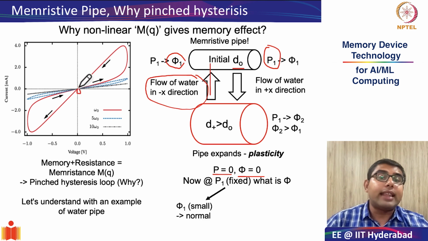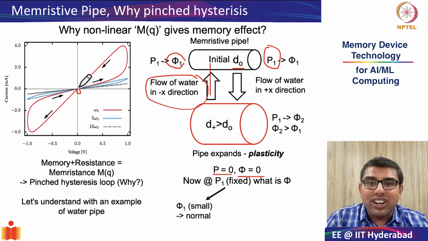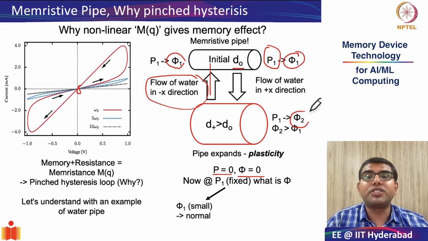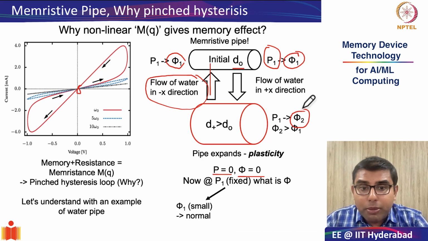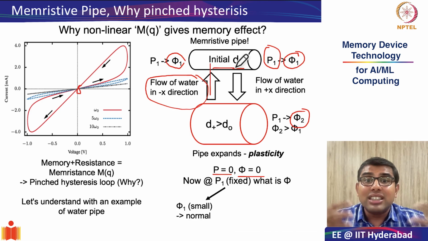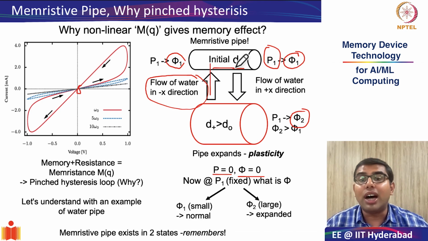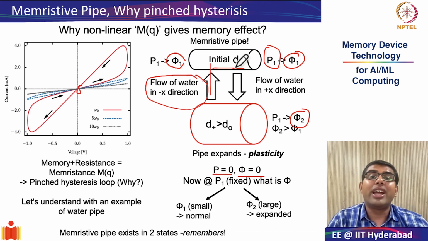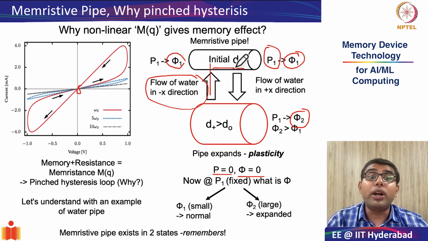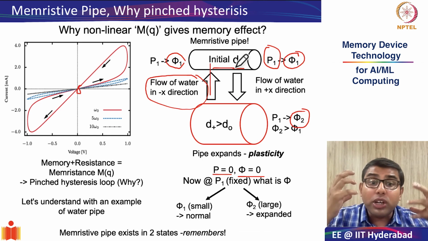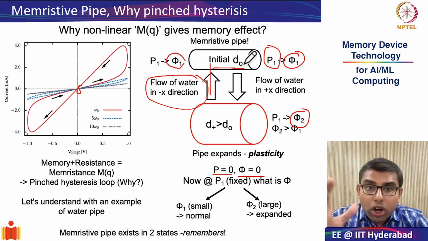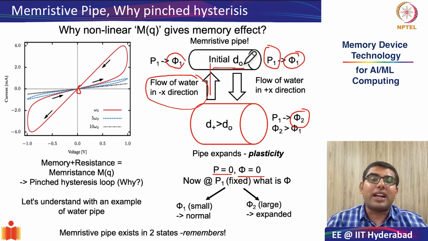Also, we will see that for a fixed P1, you can get a flux of either psi 1 or psi 2. The flux can be small, which means the pipe is in its original or normal state, or the flux can be large, which means the pipe is in its expanded state. And this is where the property of memory comes from. This memristive pipe exists in two distinct states, the normal shrunk state or the expanded state.